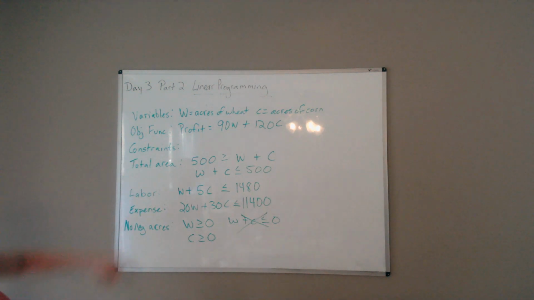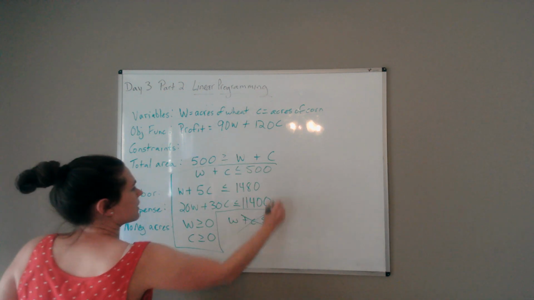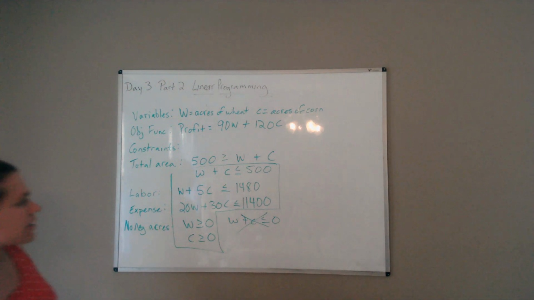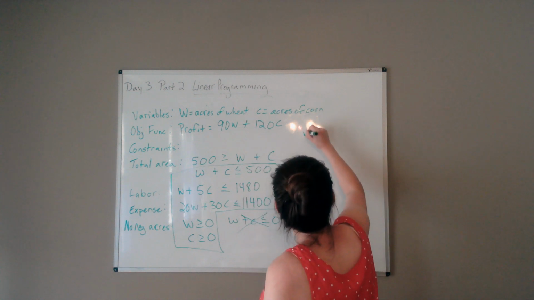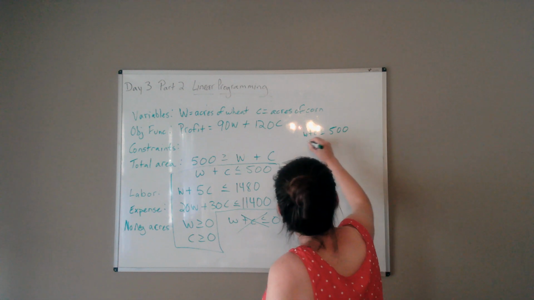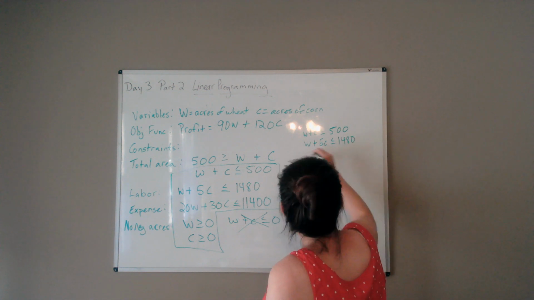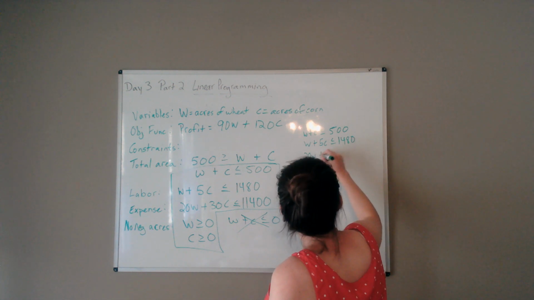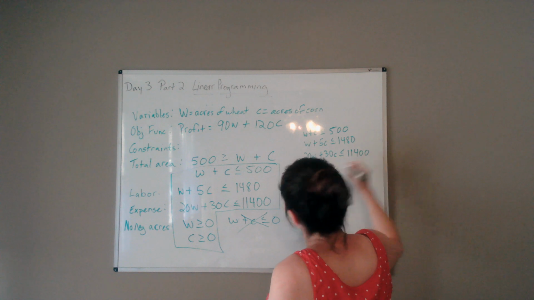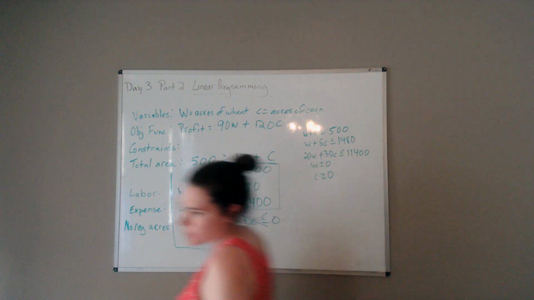And so now what we do is we take these constraints, okay, and we need to graph them. So let's write them down, okay? W plus C is less than or equal to 500. W plus 5C is less than or equal to 1480. 20W, you already have these written down. I'm just writing them because I'm going to erase the board. Okay, W is greater than or equal to 0. C is greater than or equal to 0. Okay, I'm going to erase the board.